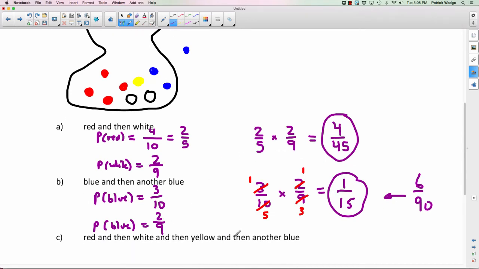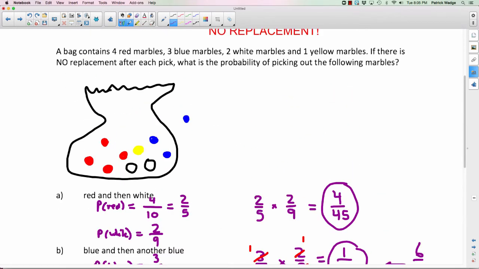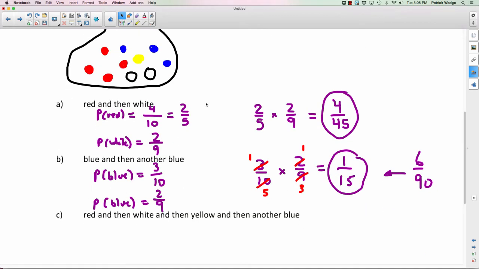Okay, let's keep going. Red, and then white, and then yellow, and then another blue. Oh my gosh, we have to do 4 of them this time. Let's speed it up a little bit. All right, so we have to pull out a red to start.